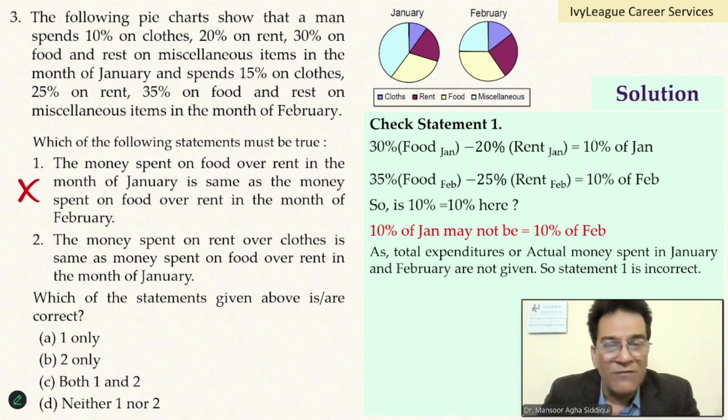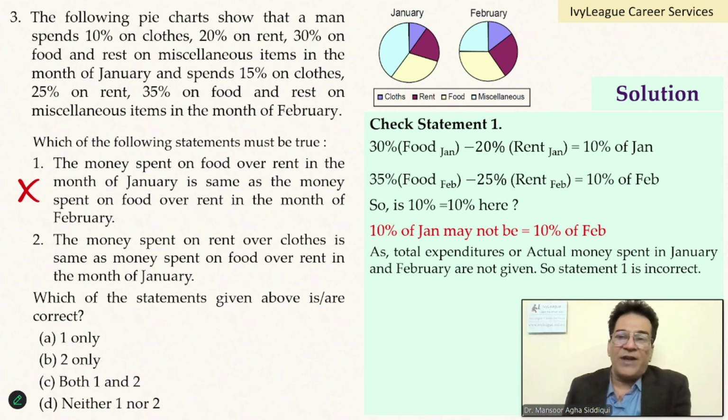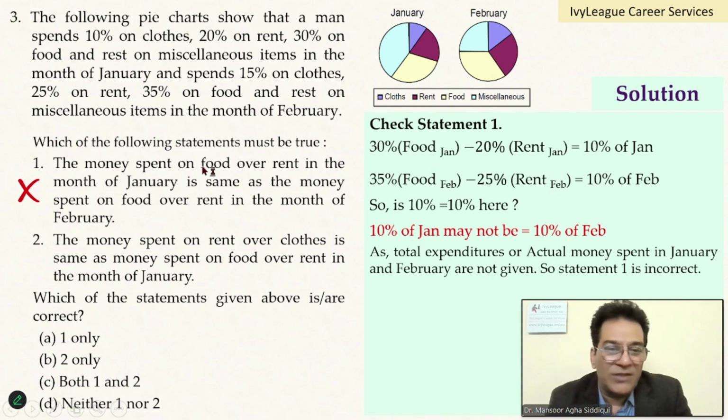Now there is one more confusion here. If you are good enough to find out that yes, statement number 1 is not a must-be-true statement, and then you read statement number 2 happily, you'll realize that its language is the same as the language of the first statement.